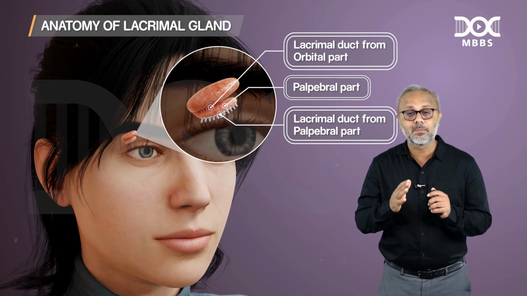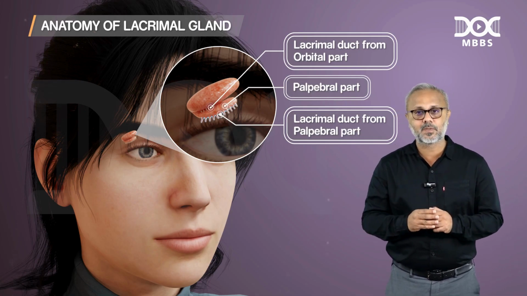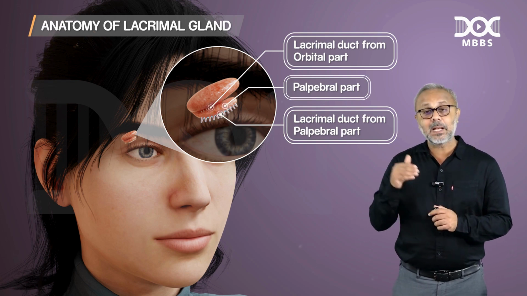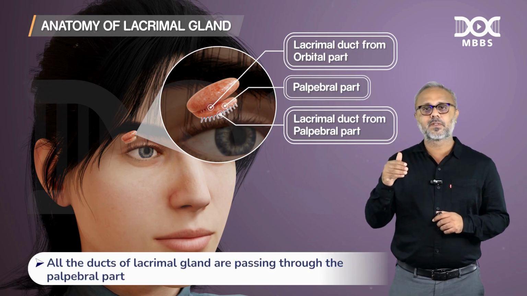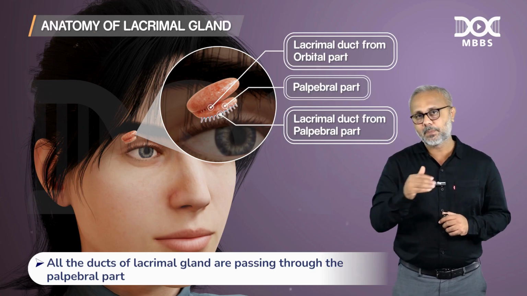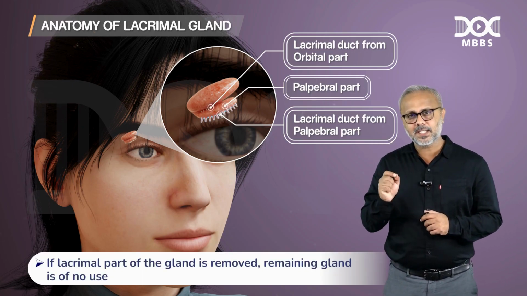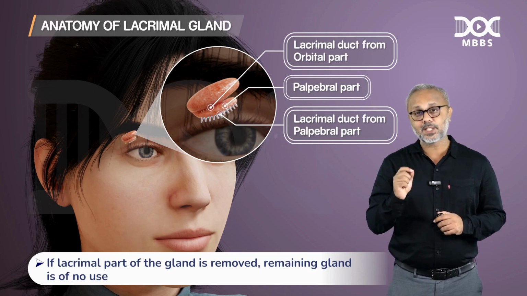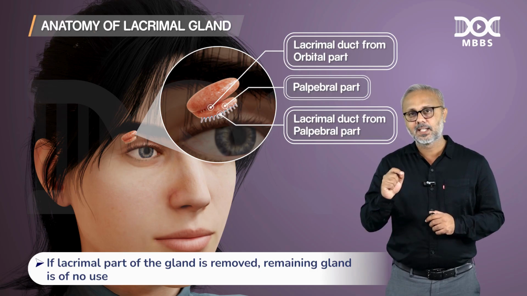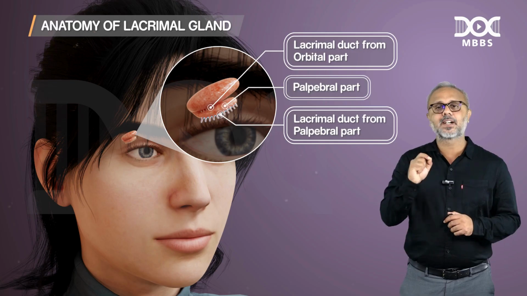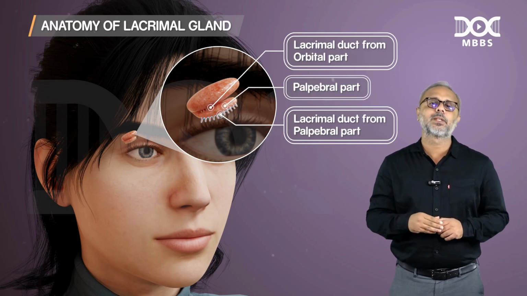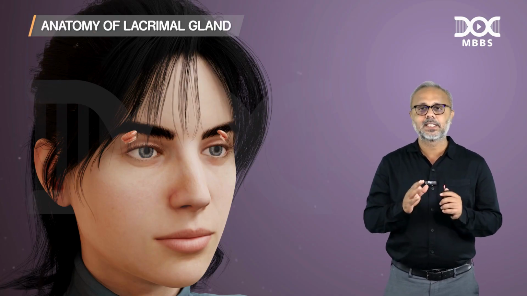Now, what is the importance of knowing the presence of ducts through the palpebral part of the lacrimal gland? Remember, since all the ducts of the lacrimal gland pass through the palpebral part, removing just the palpebral part is as good as removing the entire lacrimal gland. This is because the ducts of the palpebral part as well as the ducts of the orbital part pass through the palpebral part, right? This is regarding where exactly the lacrimal gland parts are located.